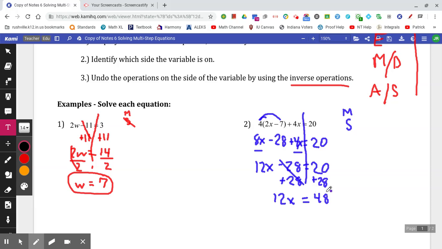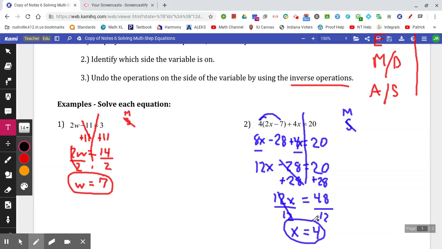Now, we got rid of the subtraction. Now we get rid of multiplication by division. We are multiplying x by 12, so we're going to do the opposite, and we are going to divide both sides by 12. And that's going to give us 12 divided by 12 cancels. That will just leave us with x equals, and then 48 divided by 12 is 4.